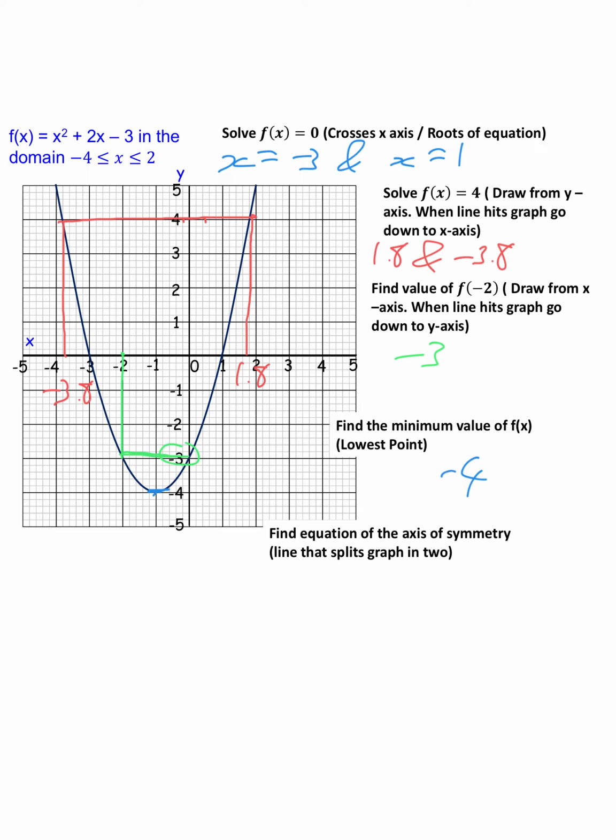The last part then, find the equation of the axis of symmetry. So this is just the line that will split this graph in two. So if I drew a straight line down here, you can see the one in yellow, that would split the graph completely in two. And that is the line of x equals minus 1.